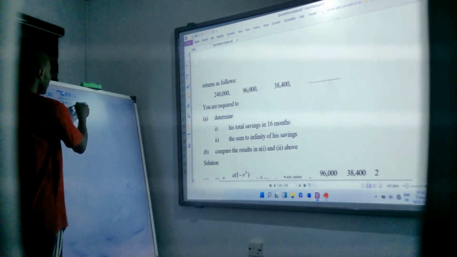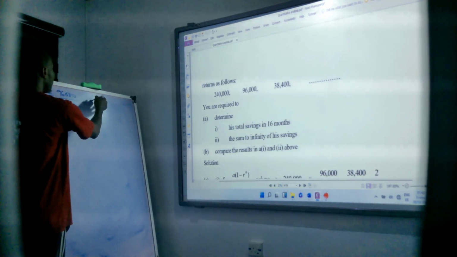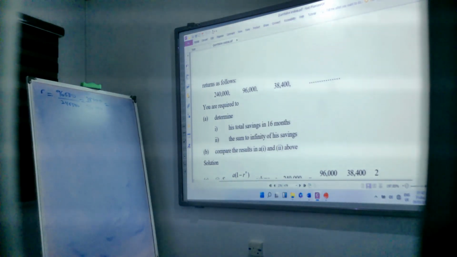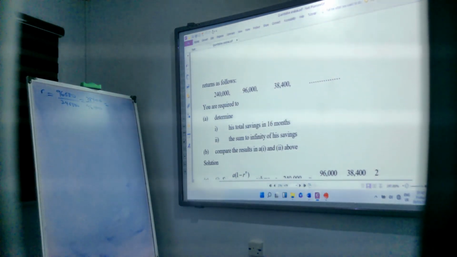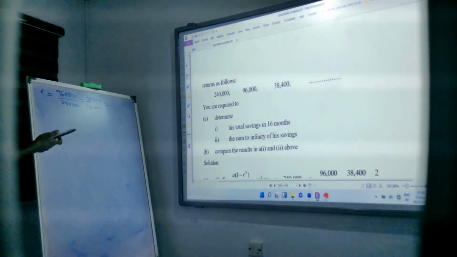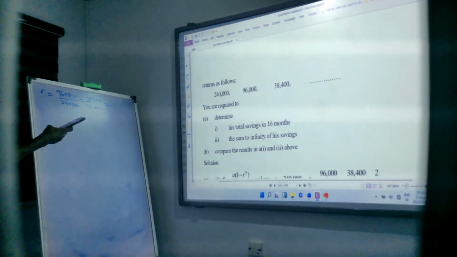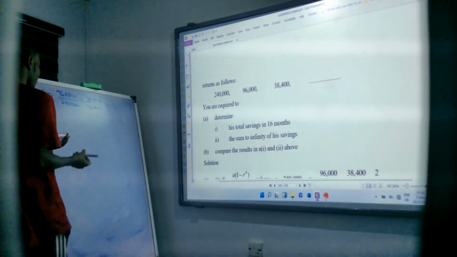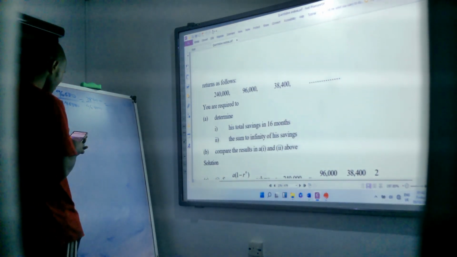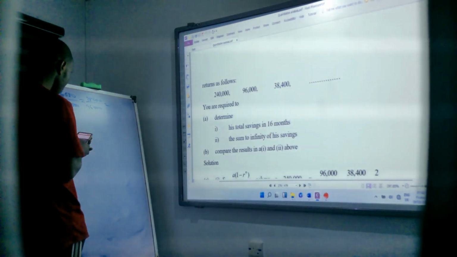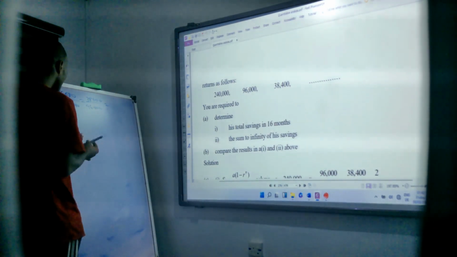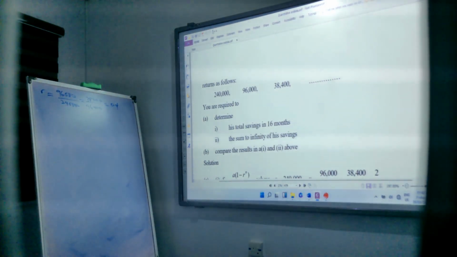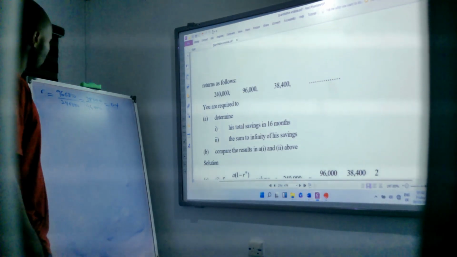So our common ratio now is the second term, 96,000, divided by the first term, and you see the same thing as the third term divided by the second term. So that's our common ratio. Let's confirm. This is 0.4, and the second one is 0.4 as well, 38,400 divided by 96,000. So we have 0.4 in both.